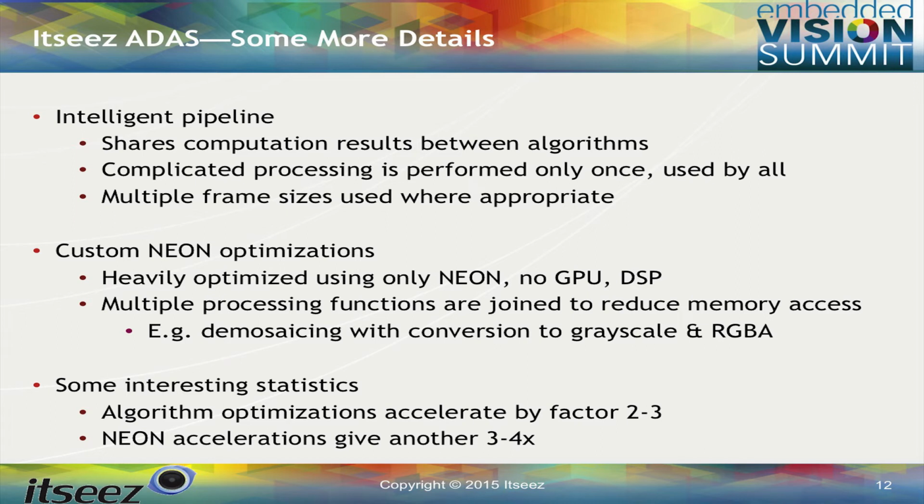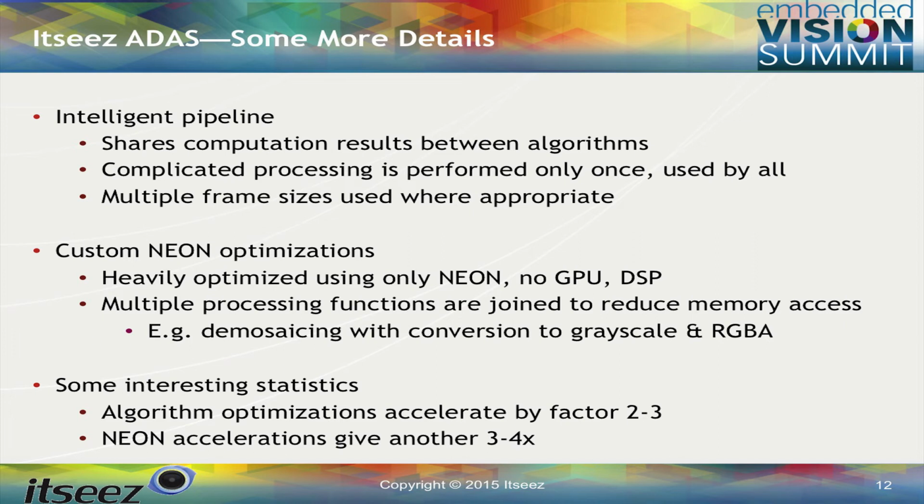So as an example, we use the raw camera image, and we do demosaicing, white balance control, and conversion to grayscale and RGB in one function. That allows us to do just one memory read, more or less, which is very good and reduces load dramatically. A few interesting things.